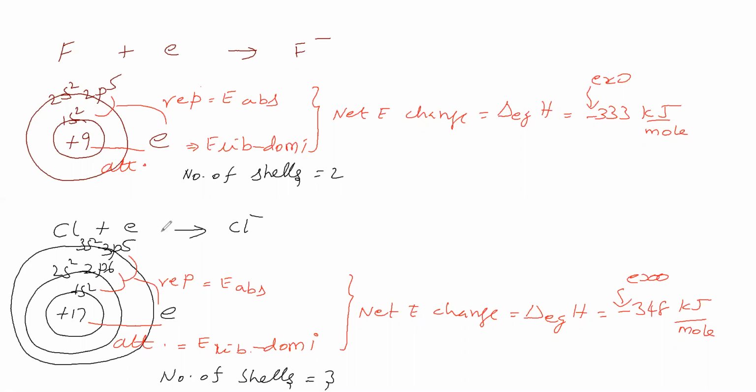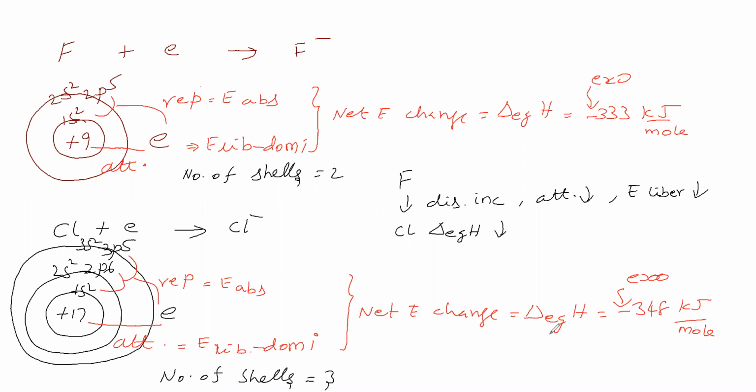Therefore, what happens to the distance from fluorine to chlorine? Distance increases. What should happen to the magnitude of attraction? Attraction should decrease. If attraction decreases, the energy liberated should decrease, which means the electron gain enthalpy decreases. The amount of energy liberated is less, so the electron gain enthalpy is less.